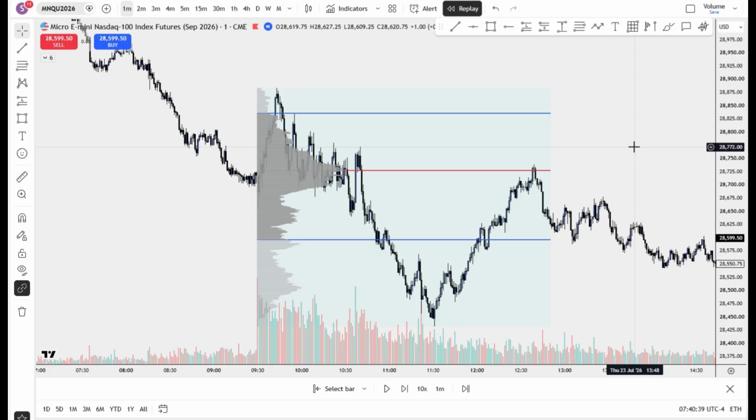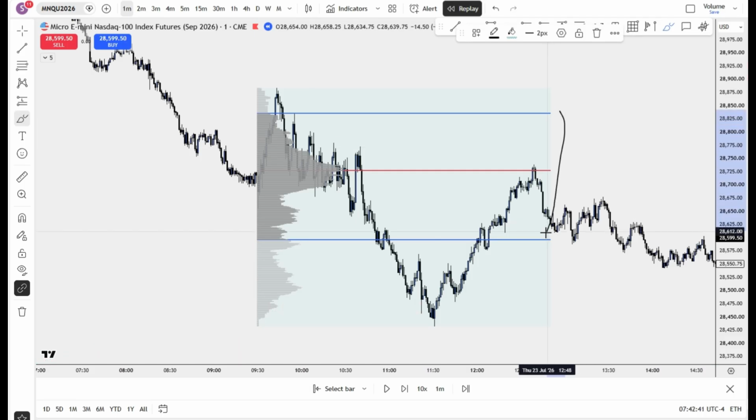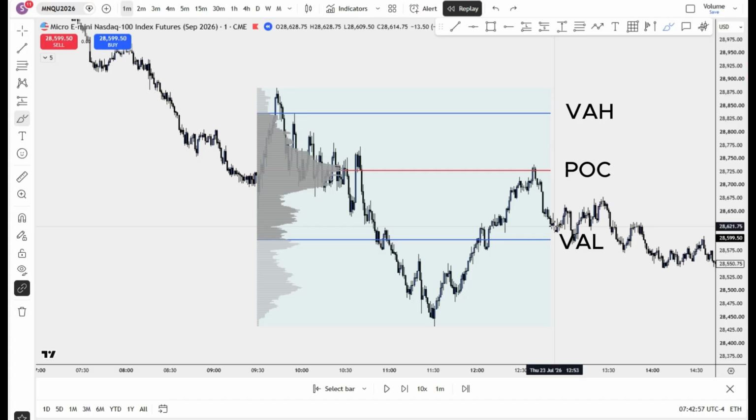Think of Volume Profile like a heat map of market interest. The larger the volume at a price level, the more trading happened there. The smaller the volume, the less interest the market had there. The value area contains around 70% of all traded volume. Inside the value area, you have the value area high, which is considered premium, the value area low, which is considered discount, and the point of control. These levels are extremely important because they often act as major reaction zones.